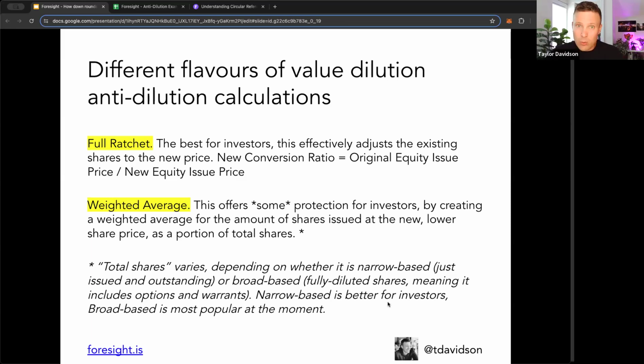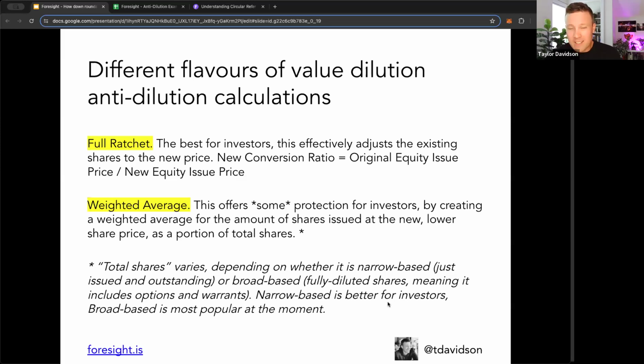So if you paid $2 per share in the past, we're going to do our calculations so that now, all those shares you bought for $2, we're going to either adjust the conversion ratio or issue new shares to adjust for the fact that you would actually maybe purchase shares at $1. Weighted average is a little bit different. Full ratchet provides full protection to investors. Weighted average provides some protection to investors.